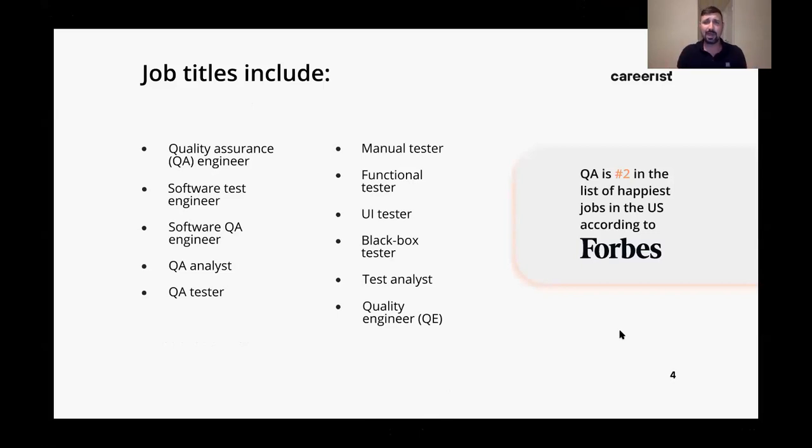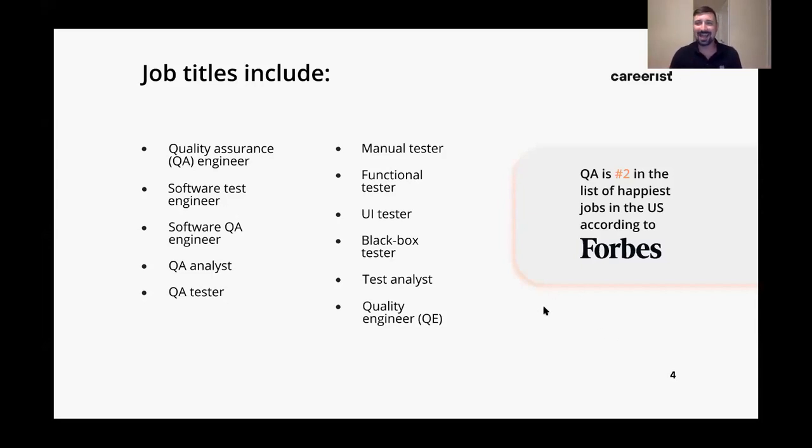So you have different names, different titles for the same exact type of job, because I was doing exactly the same job when I was a QA tester, QA analyst, manual tester, functional tester, UI tester, exactly the same job. Okay? Now you have different titles. It could be quality assurance engineer, software QA engineer, software test engineer, QA analyst, QA tester, manual tester, functional tester, UI tester, black box tester, test analyst, QE. Different names for the same kind of job.